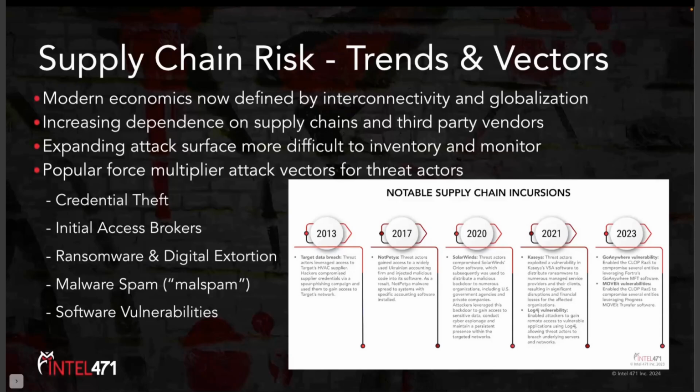And so that in itself has really complicated what it even means to understand and inventory your attack surface, but then, of course, also set up monitoring across your entire digital estate as well. And so I think certainly threat actors have taken notice, right?